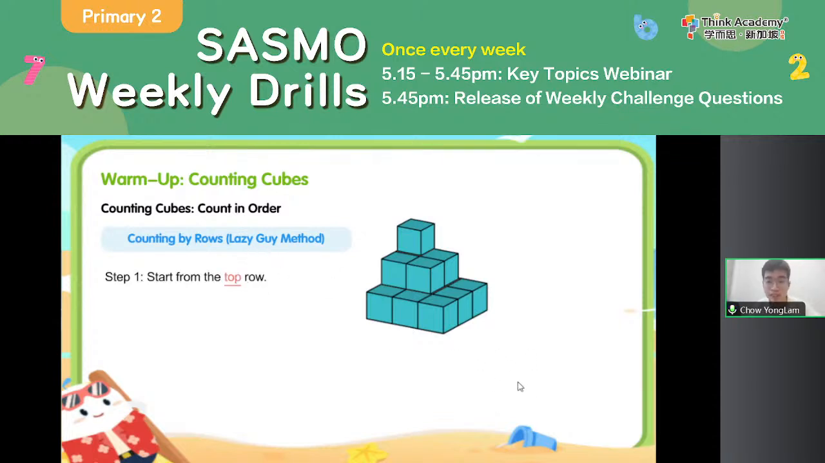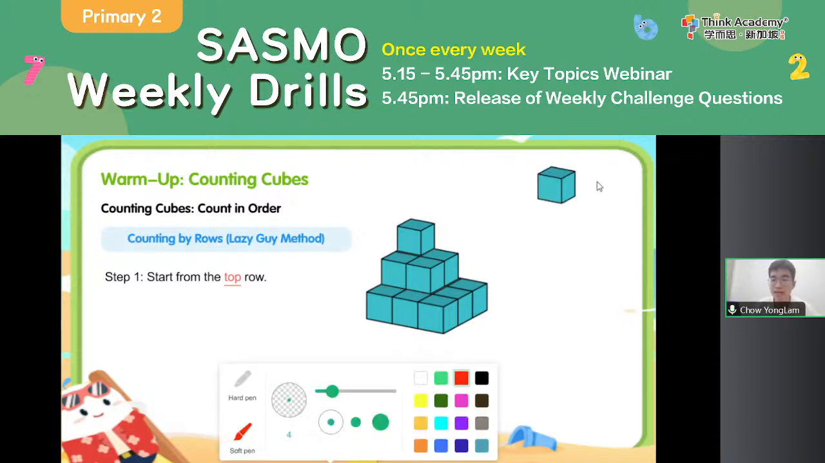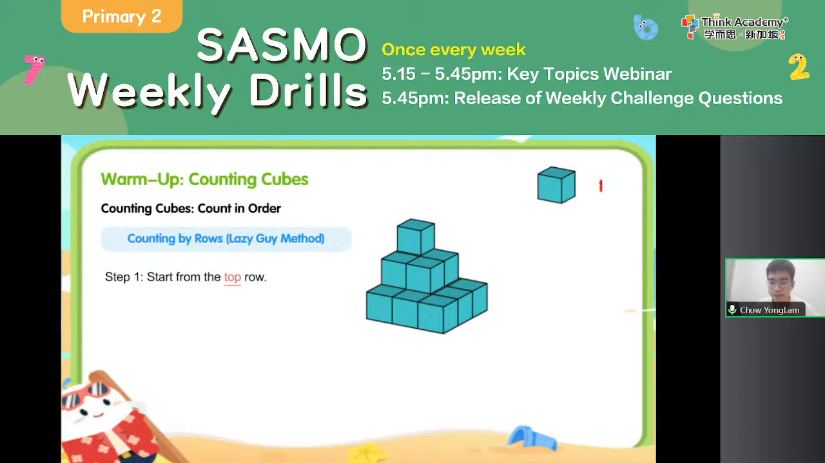So looking at the top row, how many cubes do you see on the top row? In this question, there's only one cube on the top row, so we know there is one cube over here. Now let's take a look at the next row, the second top row. For each of the rows, there are actually two types of cubes.